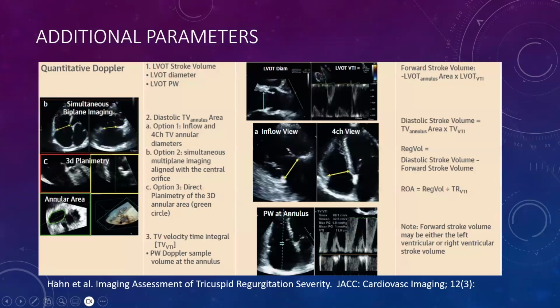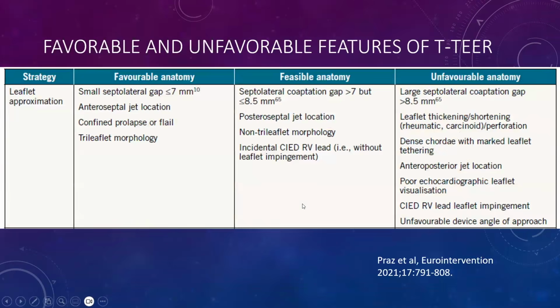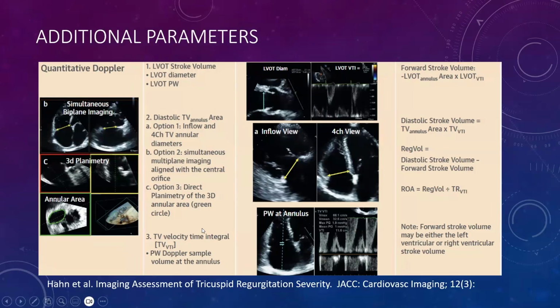Okay. And then I talked a little bit about the additional parameters here. So again, you can calculate the regurgitant volume using additional methods. If your PISA is not helpful, you calculate the forward stroke volume and then the regurgitant volume by taking the diastolic stroke volume and subtracting the forward stroke volume. And you can use the forward stroke volume either from the RV or the LV side, assuming that there's no shunt.